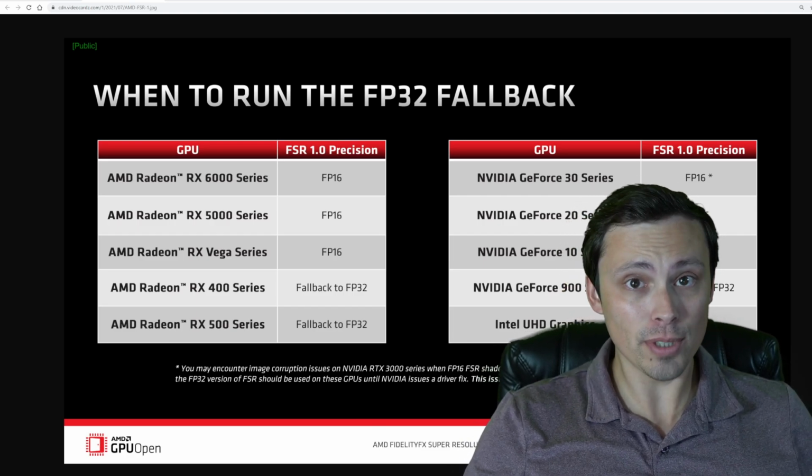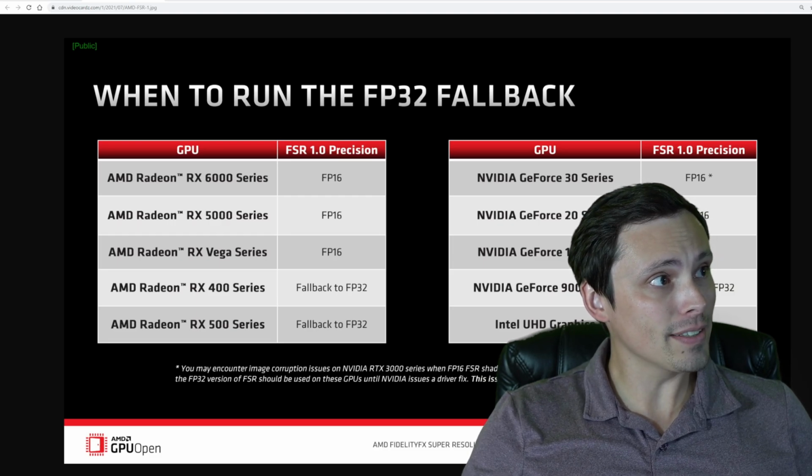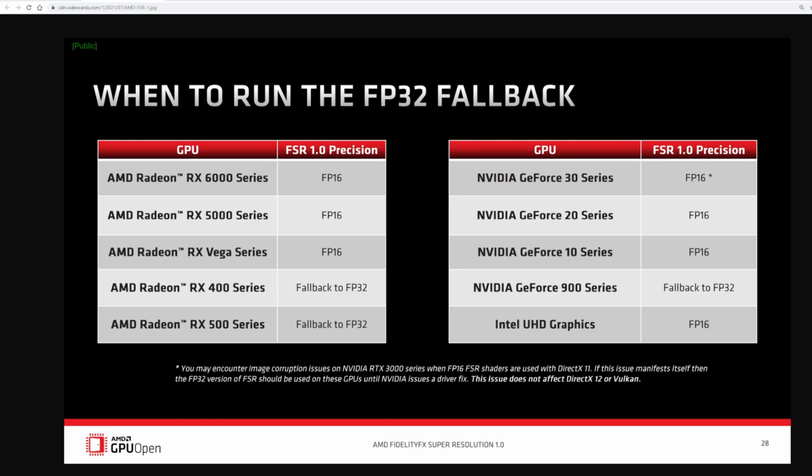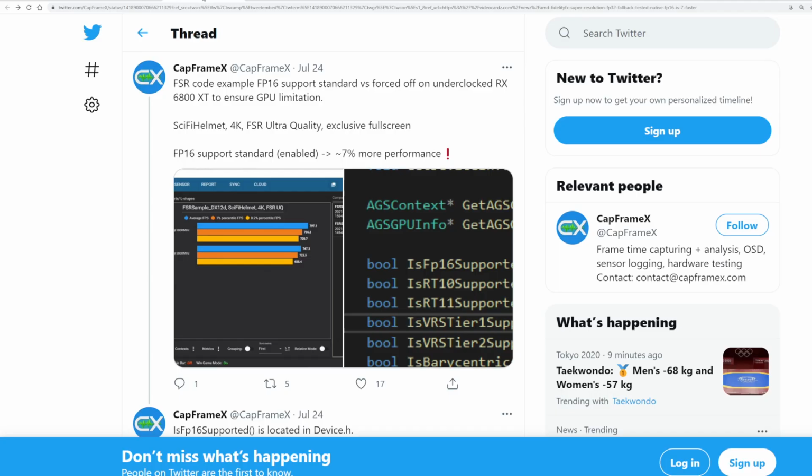This is related to FSR, which I've done a lot of testing on. Now, this slide isn't what's exactly new, but some people might not have heard of it yet, which is that when FSR is running on older graphics cards, it can use a fallback to a floating point 32 process instead of using the floating point 16 process, which should be more efficient. Now, I saw this a while back, and I wasn't sure exactly how that would impact performance, but we now have CapFrameX here on Twitter linking some interesting testing, saying that he was able to force off the floating point 16 support on a newer GPU, his 6800 XT, and then test the performance difference.